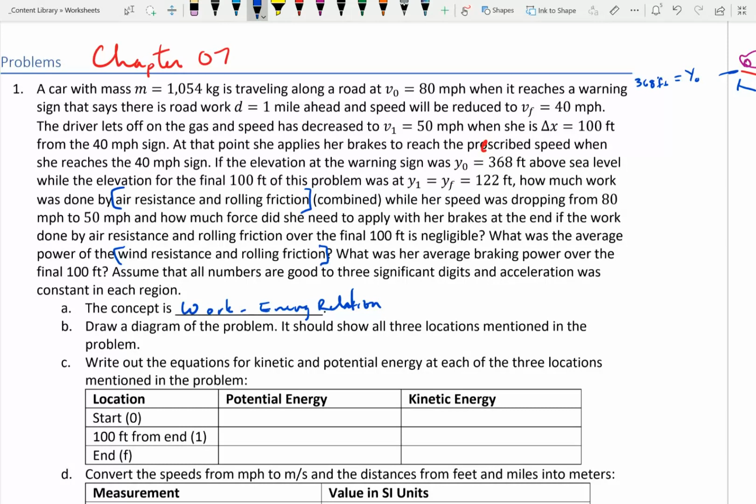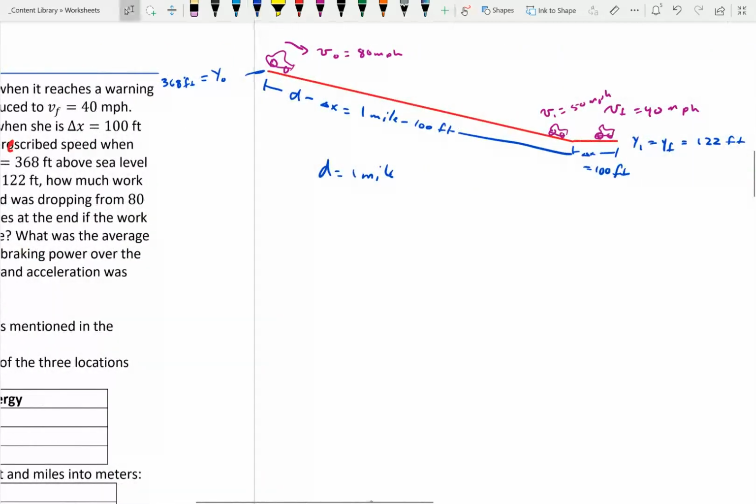Right, so if you were doing this on the test, you could have said Newton's second law because nowhere did it say you had to use energy in the problem description. Now, in my work below, I assume you're going to use the work-energy relation, so the leading tells you to use it. Draw a diagram of the problem. It should show all 3 locations mentioned in the problem. So here we go. Starting point, the place where she starts braking, and the ending point.